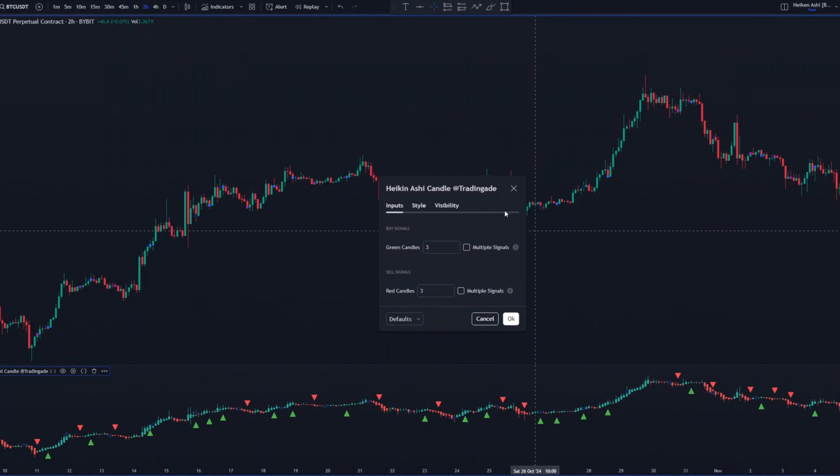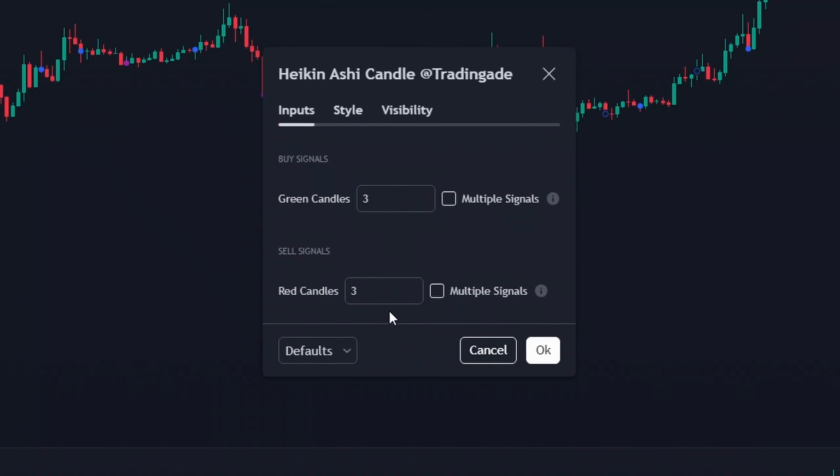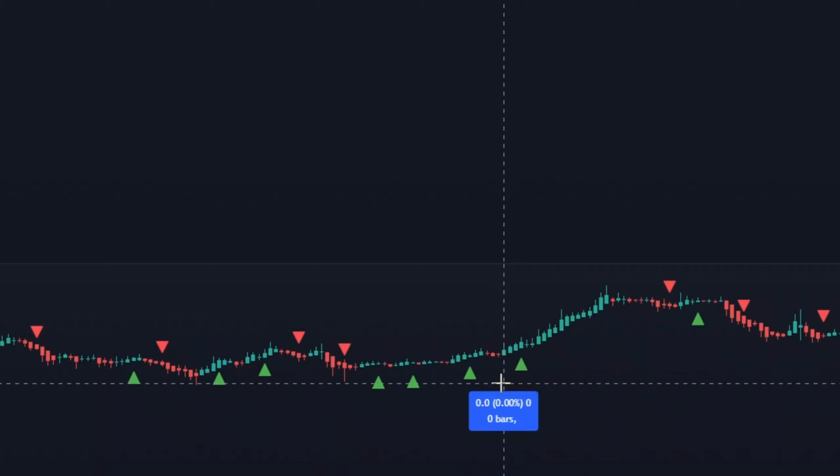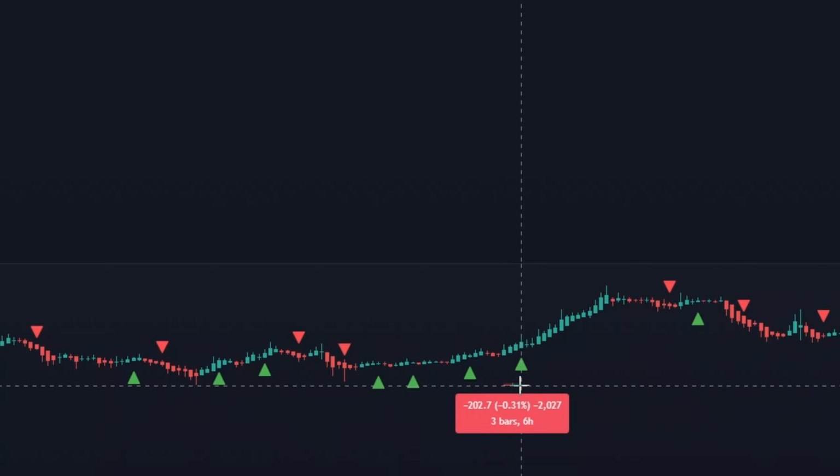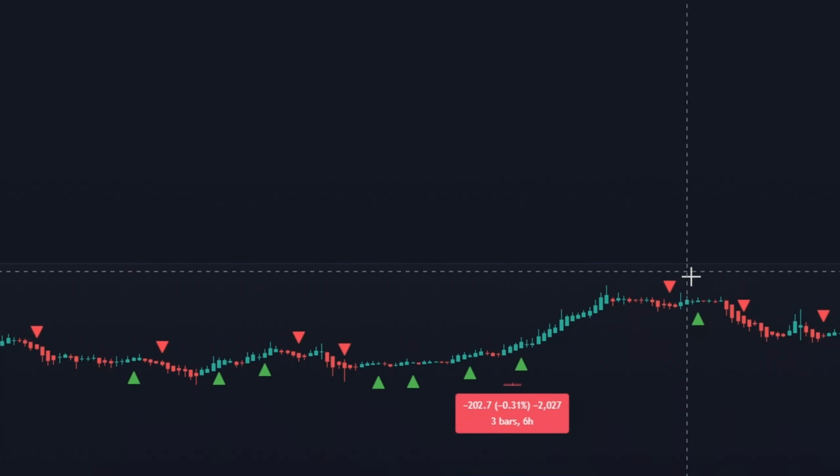By opening the indicator settings, we have green candles and red candles. We can set how many candles we want in a row. For example, here we have green candles 3 and red candles 3. Meaning that when we have at least 3 candles in a row, then we have a buy signal. Same is for sell signals.